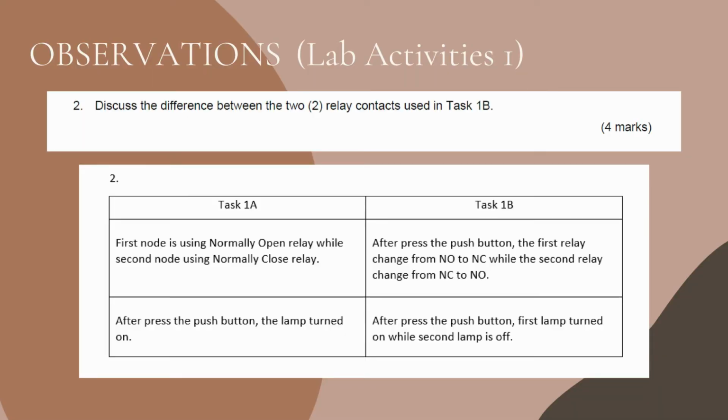Okay, next, observation for question 2. Discuss the difference between the two relay contacts used in task 1B. For task 1A, the first node is using normally open relay, while the second node is using normally closed relay. After pressing the push button, the lamp turns on. For task 1B, after pressing the push button, the first relay changes from normally open to normally closed, while the second relay changes from normally closed to normally open. After pressing the push button, the first lamp turns on while the second lamp turns off.